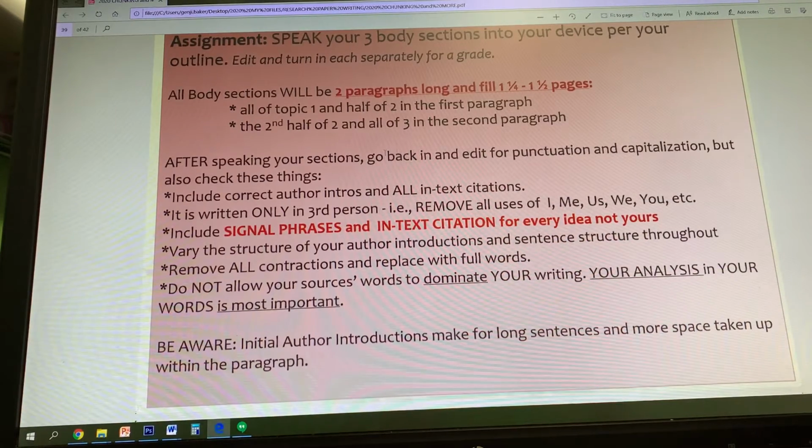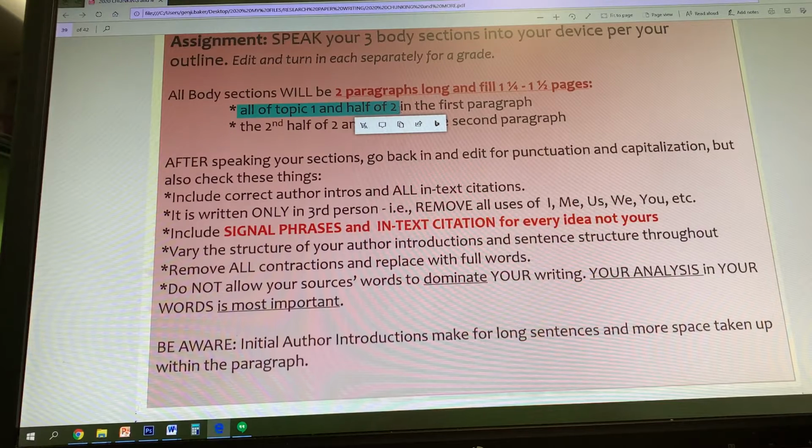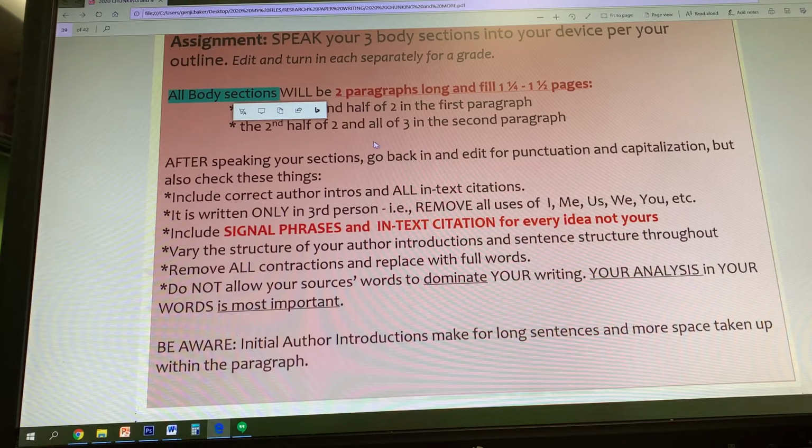So all of topic 1 and part of topic 2 are going to be in the first 3/4 of a page paragraph. Then all of topic 3 and the other half of topic 2 are going to be in the second one. And what that means is you don't have to worry about transitioning. Within a body section, you're not going to have to worry about any transitions. And we're not even going to put them all together yet. So all you're doing is you're doing each one of these individually.